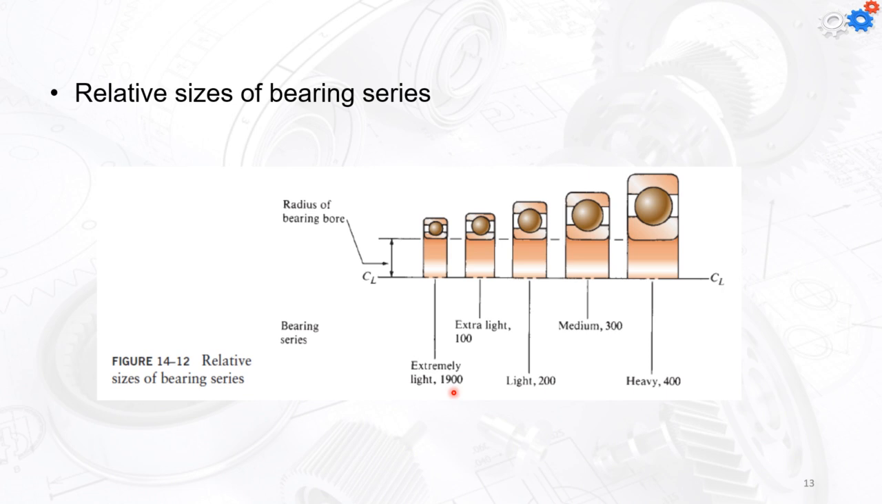This is of the 1900. Extra light is 100. The light is 200. The medium is 300, and the heavy is going to be 400.